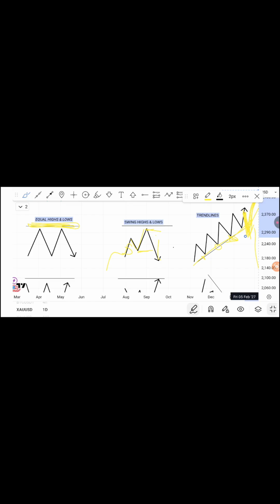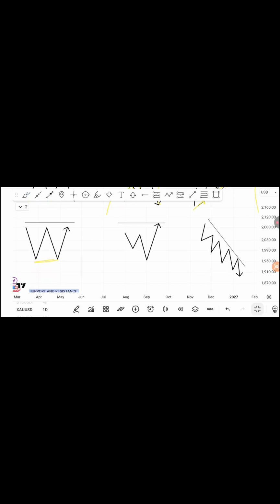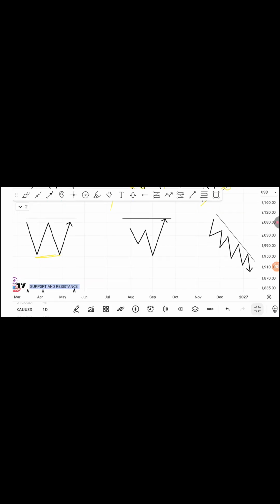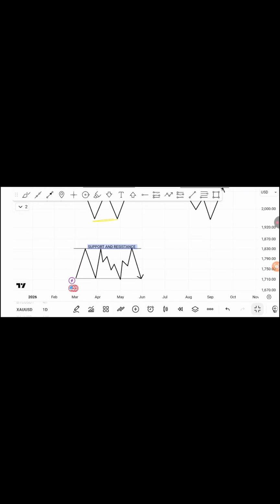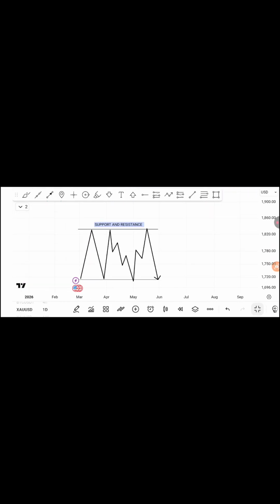So sometimes a trend line breakout can be valid or invalid. It's up to you. You just need to have patience, right? So this is the trend line. Same thing applies to this one, which is the bearish trend line, right? Last, you move on to our support and resistance.